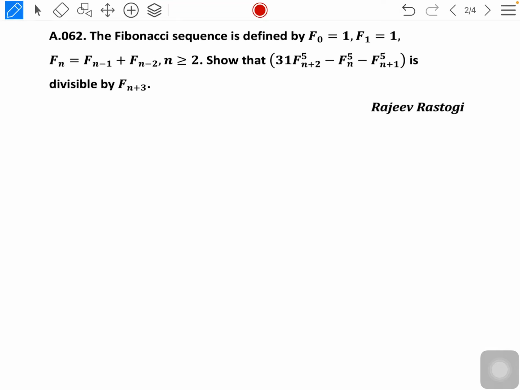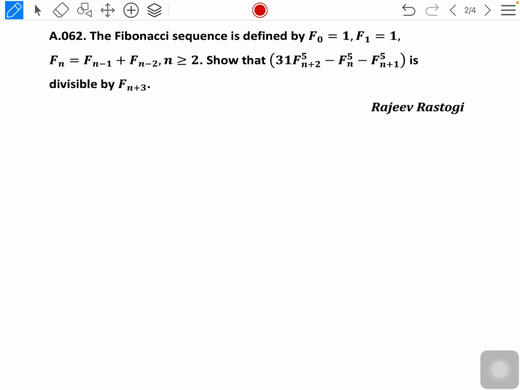Hello everyone, in this video I am going to discuss this nice problem on Fibonacci sequence from the book Math Storm. In this problem you are given the Fibonacci sequence for which f0 equals 1, f1 equals 1, and the recurrence relation is f(n) equals f(n-1) plus f(n-2) for n greater than or equal to 2.